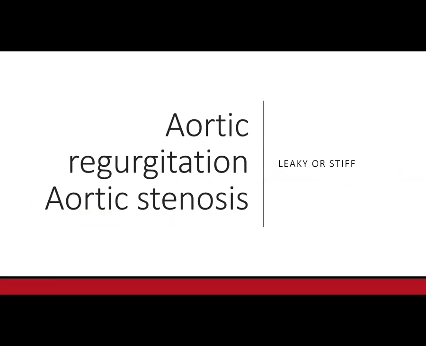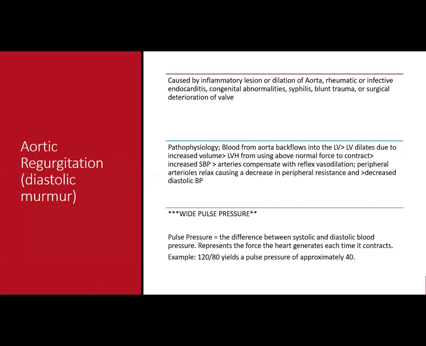So with your aortic regurgitation or aortic stenosis, you can either have that leaky or stiff valve. So the leaky valve is regurgitation, stenosis is that stiff valve. It can be caused by inflammatory lesion or dilation of the aorta, rheumatic or infective endocarditis, congenital abnormalities, syphilis, blunt trauma, or surgical deterioration of the valve.